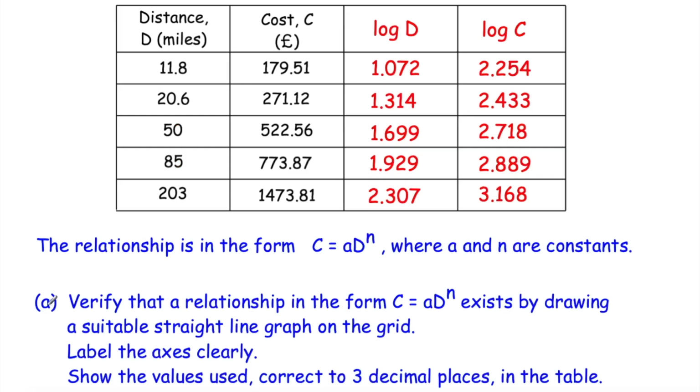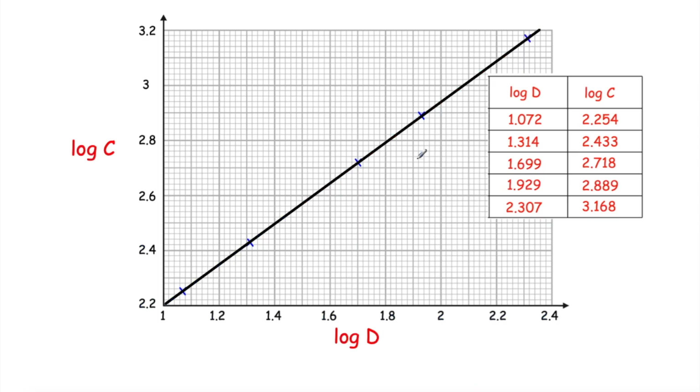So if we go back to our question, the question says, verify that a relationship in the form c equals a d to the power of n exists by drawing a suitable straight line graph on the grid. So we've drawn the straight line graph of log d against log c, with log d going across horizontally and log c going up vertically. That's our log graph, and we've labelled the axes. We also showed the values that we used in the table, correct to 3 decimal places. Then we plotted our points. It was a nice straight line and we drew a nice straight line through them.